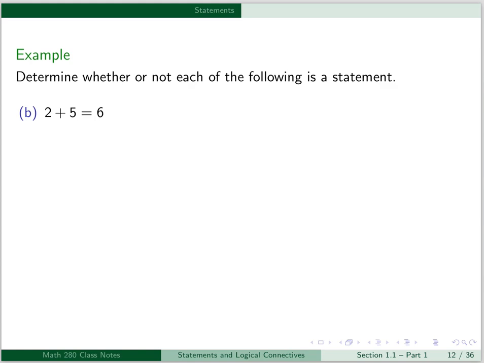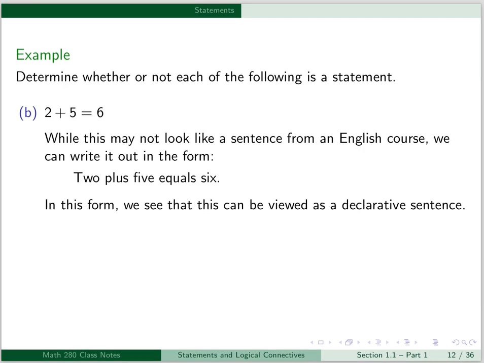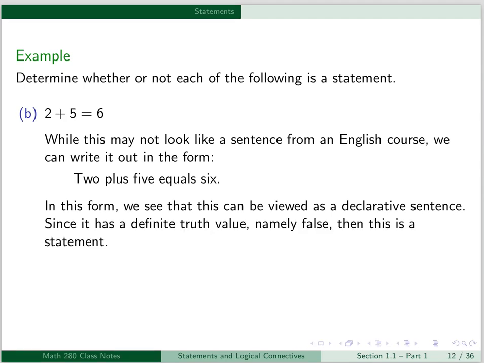Next we have 2 plus 5 equals 6. While this may not look like a sentence from an English course, we can write it out in the form "2 plus 5 equals 6" in words. In this form, we see that this can indeed be viewed as a declarative sentence. Since it has a definite truth value, namely false, then this is a statement.